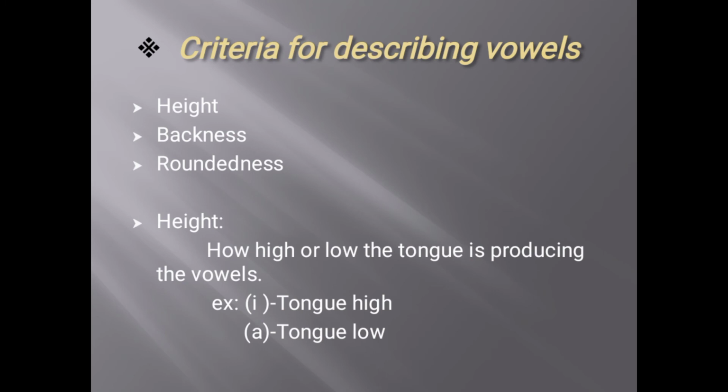Criteria for describing vowels: height, backness, and roundedness. Height: how high or low the tongue is when producing the vowel. For example, ee, ee, ee: tongue high. Ah, ah, ah: tongue low.